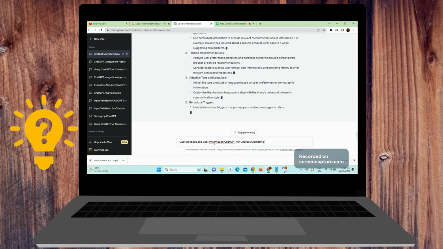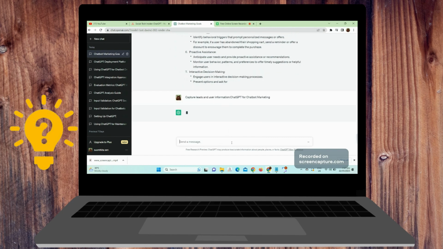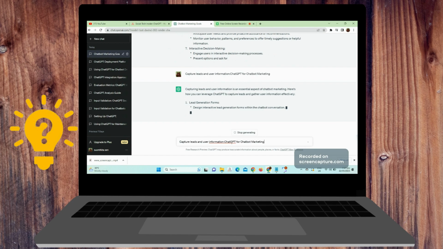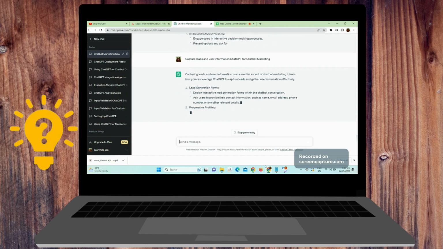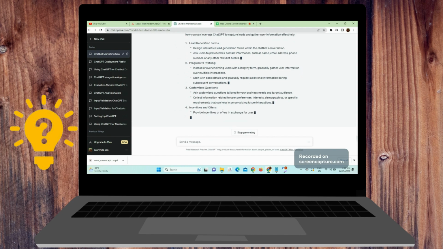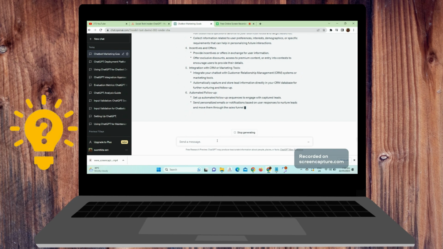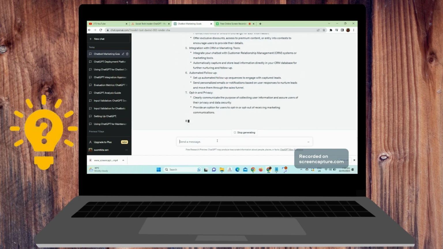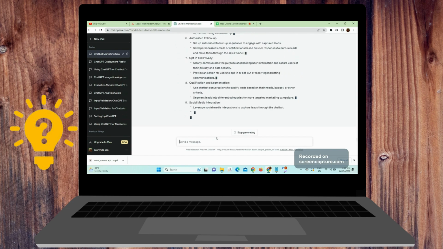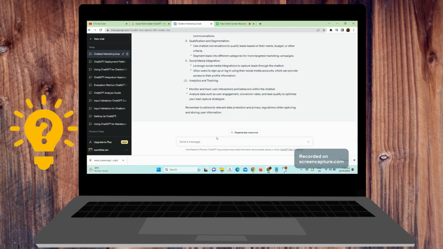Last is monitor and iterate. Regularly monitor metrics like engagement rates and conversion rates, gather user feedback, and iterate on the chatbot's responses to improve its marketing impact. Remember to strike a balance between marketing objectives and user experience.